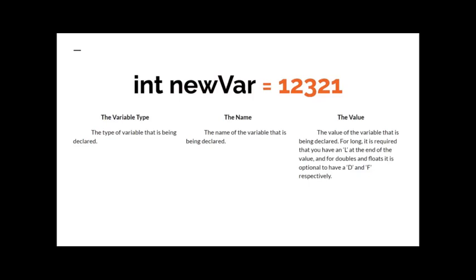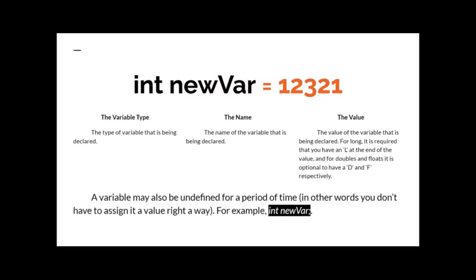Next, we have the value. So usually we just use equal signs to determine that this x equals that. Also, for long, L, and for doubles and floats, you can have D or F for your values, but that's optional. And as I mentioned before, you don't have to give any variable a value initially. In this situation, you would just give it the type of variable and the name and just a semicolon, and that's it. No equal sign, no value.